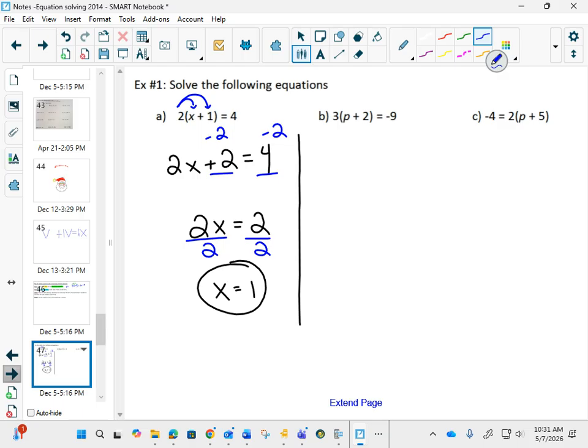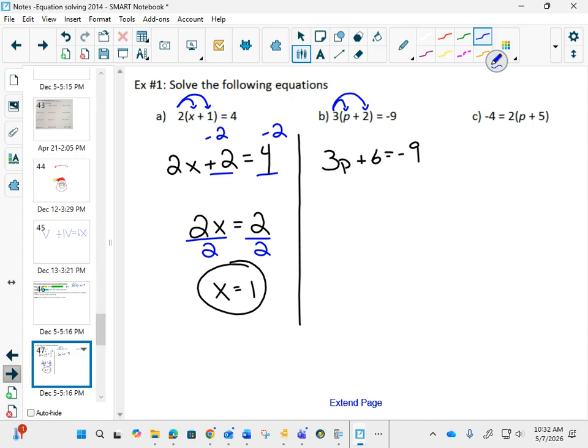So if we have brackets, we always do preliminary work to get rid of the brackets. That might mean that we have to use the distributive property, which gets 3p plus 6 equals negative 9. Sorry, I have to multiply this out. I'm going to get 3p, 3 times 2 is plus 6 equals negative 9.